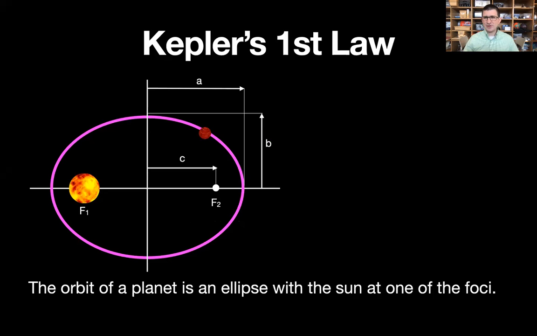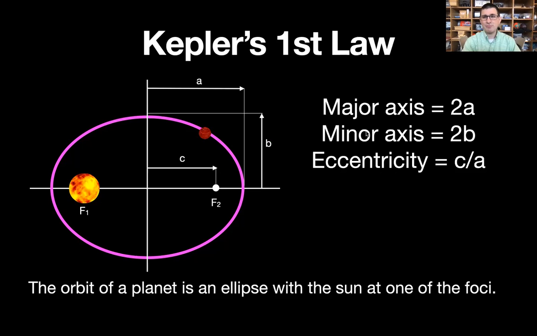Here is some vocabulary that you don't need to know all that much, but it's useful in case it does ever come up. We have something called the major axis, which is 2A, which I've marked here. So A is the semi-major axis. B is the semi-minor axis, because 2B is the minor axis. And something called the eccentricity is C divided by A. That basically is a measure of how elliptical, how spread out the elliptical orbit is.